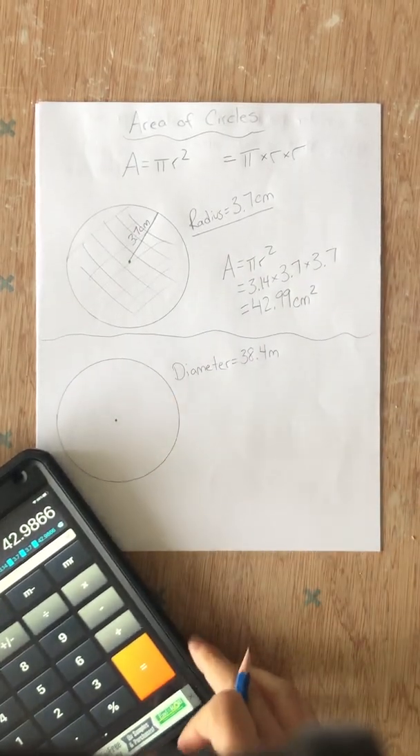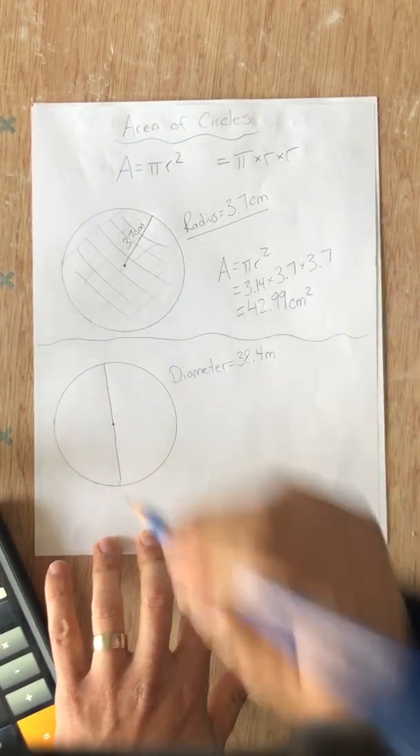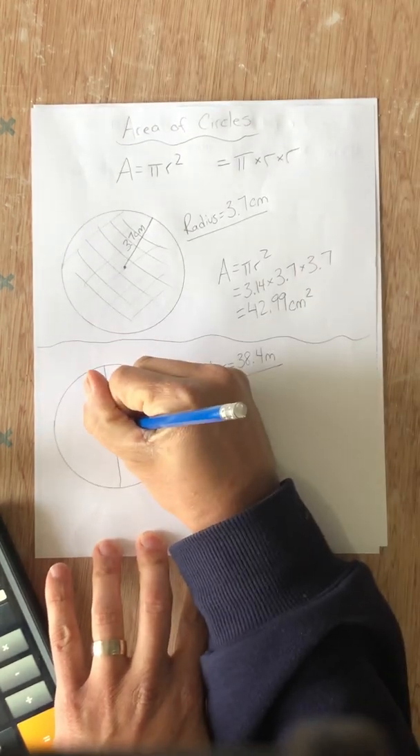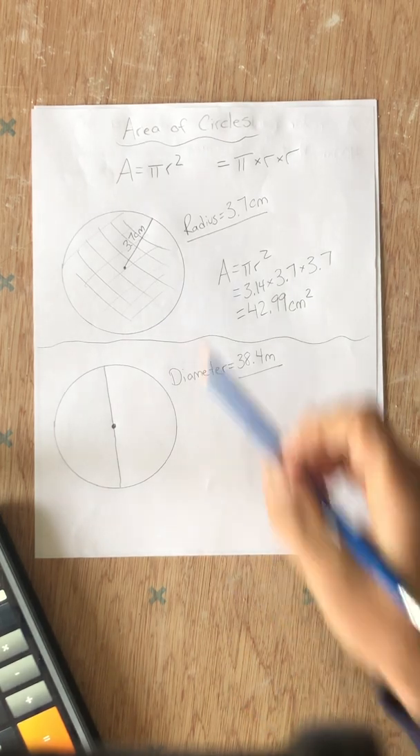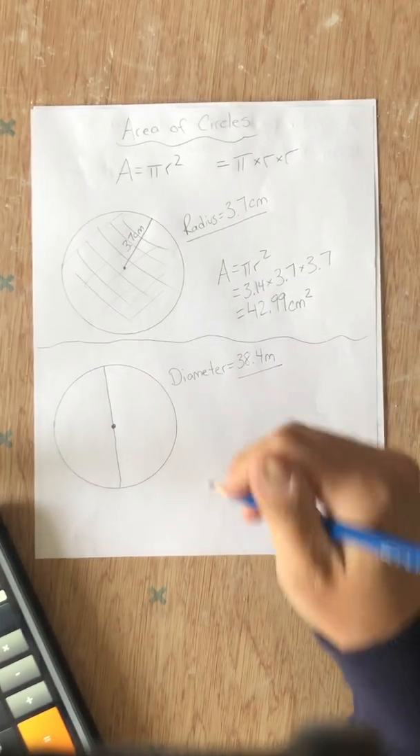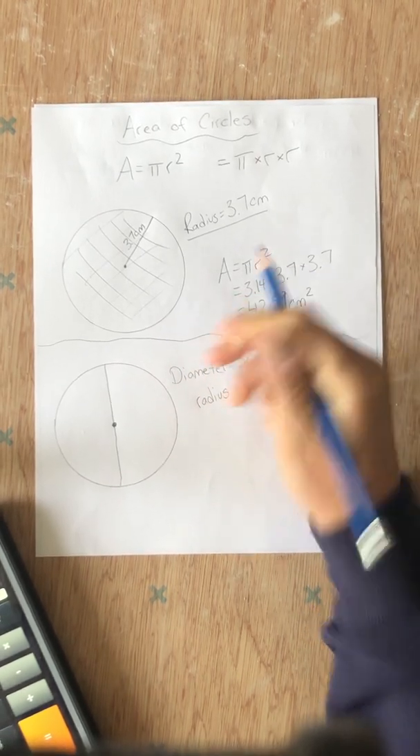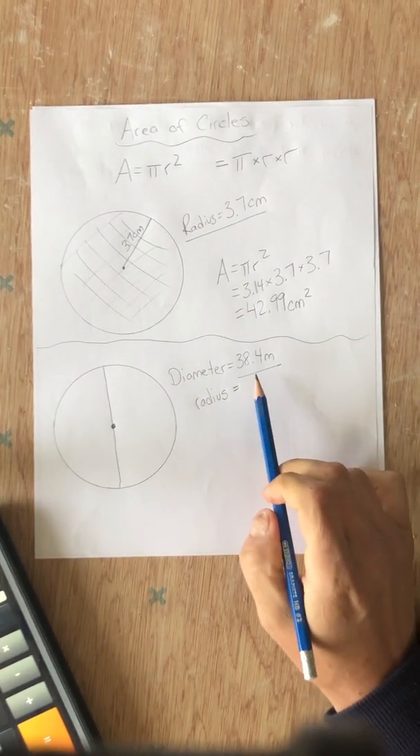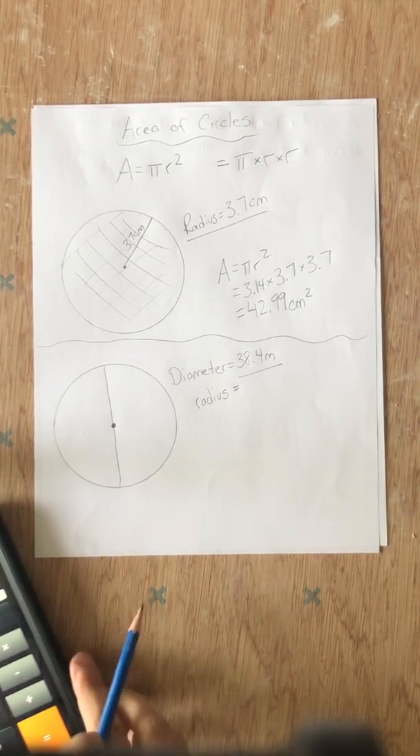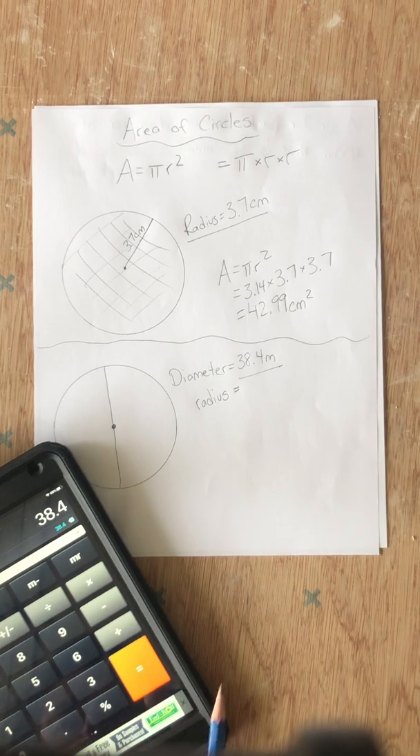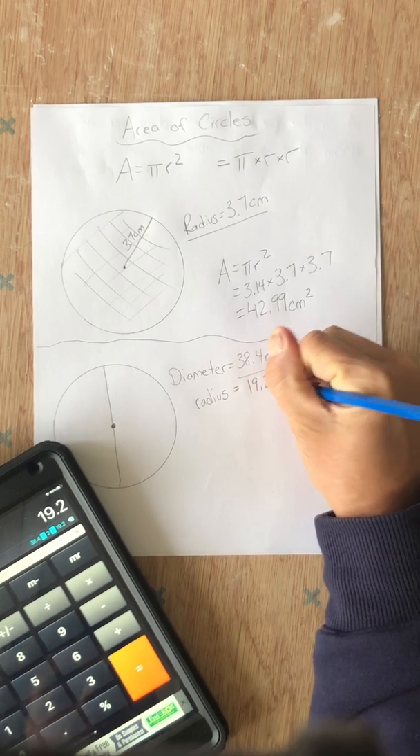Okay, here's another example. Say my circle here has a diameter of 38.4 meters. That means 38.4 meters all the way across. So I can't just go straight into calculating my area, because I'm given the diameter. The first thing I need to find out is my radius, because I need my radius for this area formula. We know this really well by now: if we're given the diameter, to find the radius, all we do is divide it by 2. So 38.4 is my diameter. I divide that by 2, and I find out that my radius is 19.2 meters.